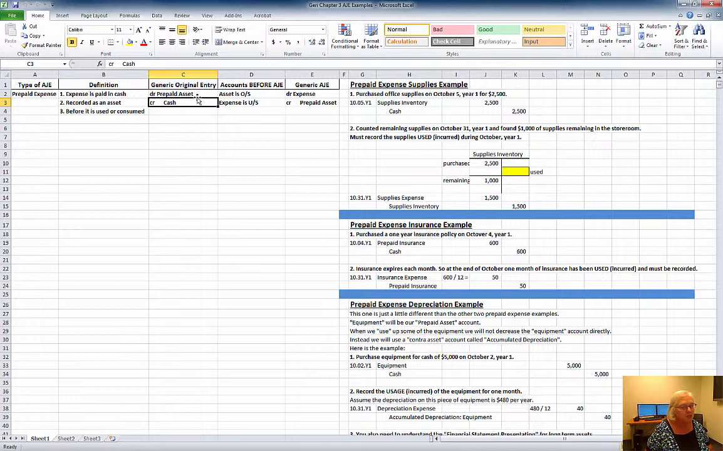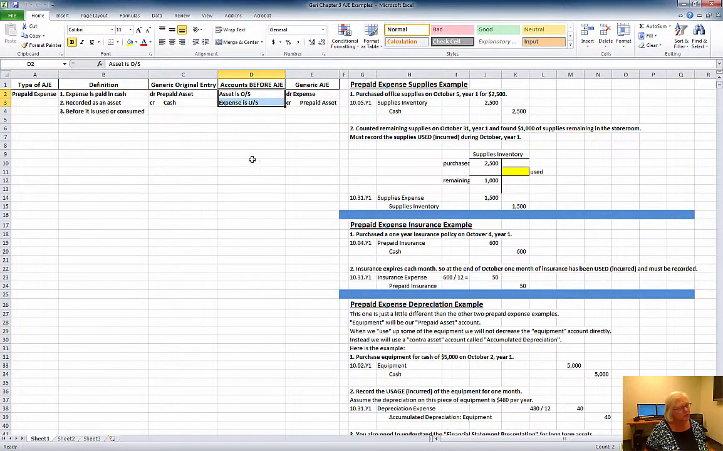Okay, after we use and consume, then we need to do an adjusting journal entry to take it out of the asset, put it into the expense. If we do not do that, then our assets are too high because this is where we put them and we have not taken it out yet. So the assets are overstated. The expenses are too low because we never recorded an expense and we haven't yet put it into expense. So if we do not make our adjusting entry, our financial statements are wrong, our assets are too high, our expenses are too low.